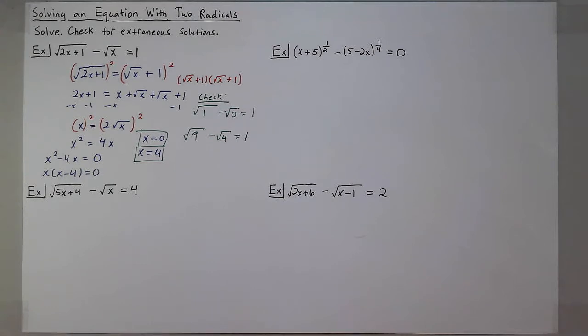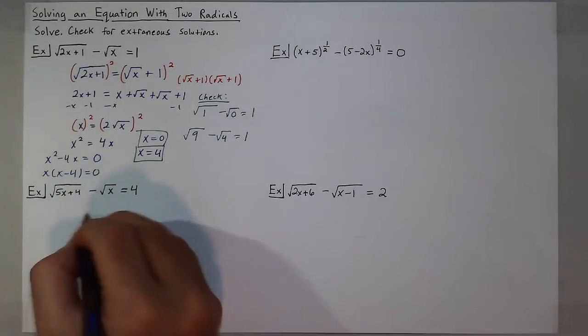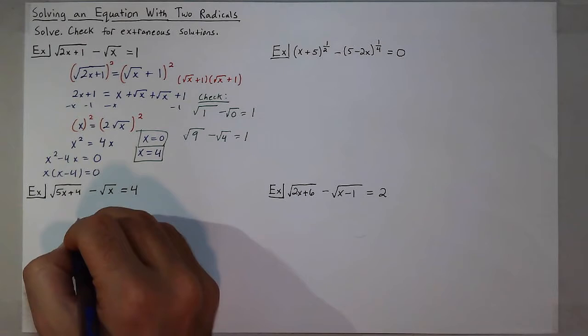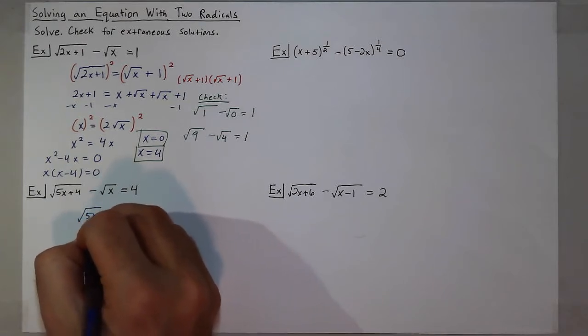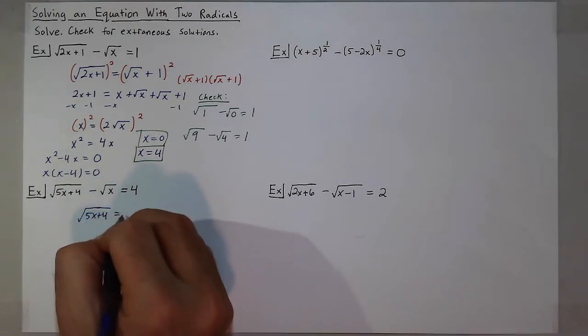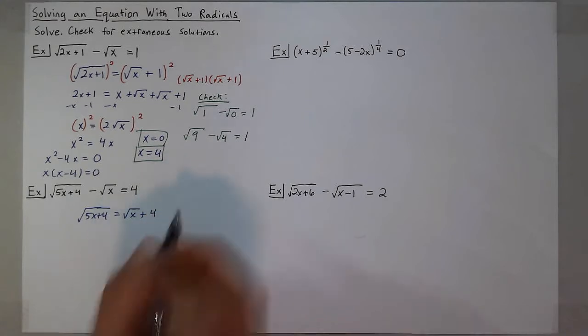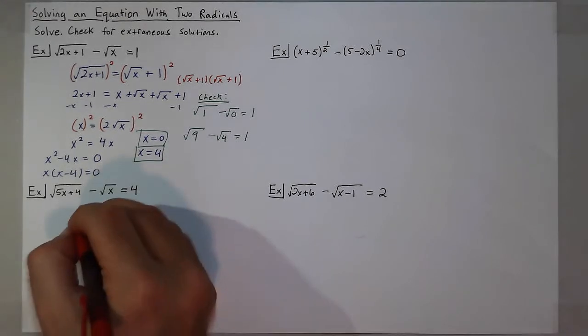Let's try that one more time, and then I'll go into some other situations. So we want to isolate that radical. So I'll add the square root of x to each side. So I'll have the square root of 5x plus 4 equals the square root of x plus 4. I'll square each side of my equation.